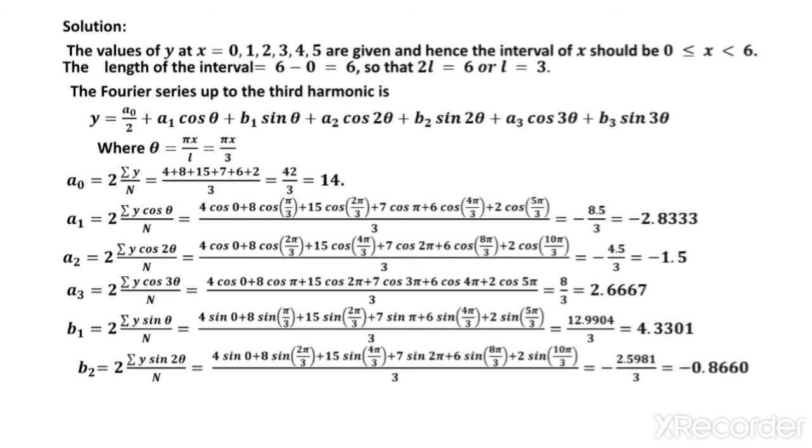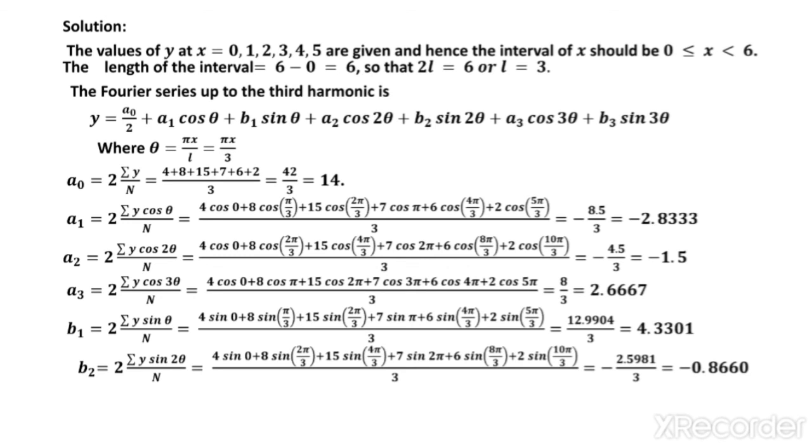Now, go for the numerical calculation. You will be getting the value of A1 as minus 2.8333. Next, go for the A2 calculation. In place of cos theta, you have cos 2 theta. So, put the value of theta as pi x by 3. Replace using each value of x in cos 2 into pi x by 3 into y. Sum up all the values, divided by 3, since 2 by 6 is 1 by 3. After calculation, you will be getting minus 1.5.